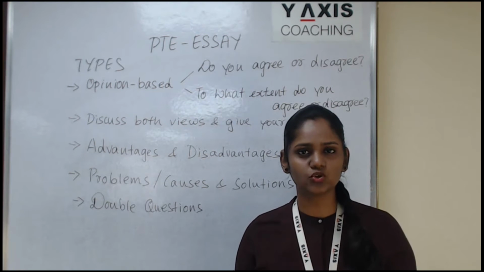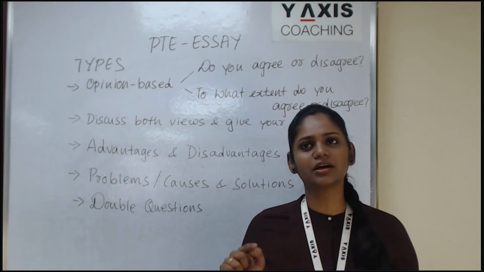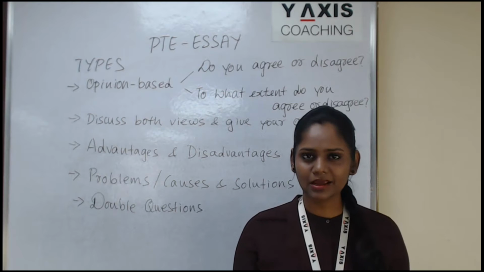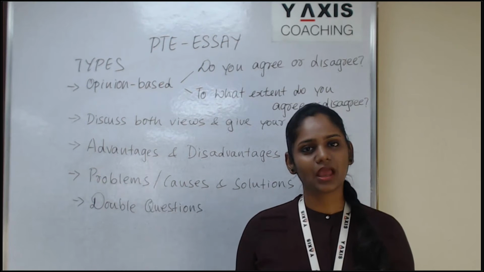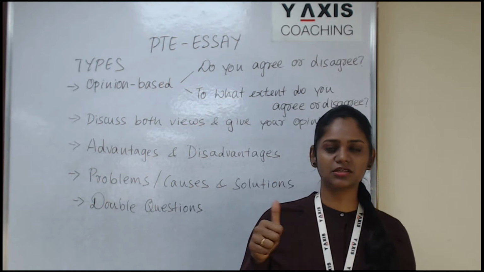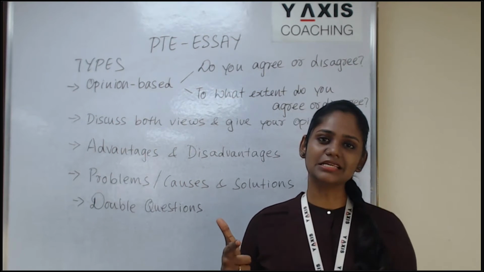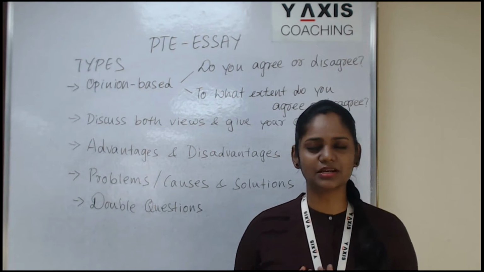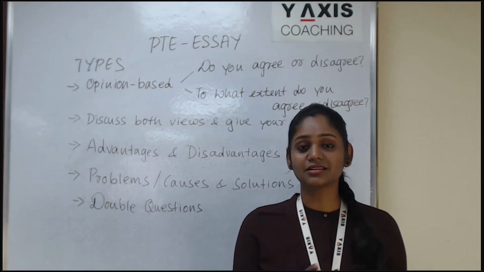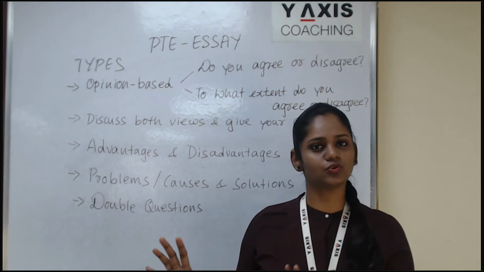So when it comes to opinion based, always look for the question statement, whether it is do you agree or disagree, where you have only two choices, to completely agree and to completely disagree. When it comes to what extent do you agree or disagree, you have three choices. One, completely agree. Two, completely disagree. And three, you can take a neutral stance. You can say that I agree with a viewpoint. At the same time, I disagree for some other reasons. Okay, so you are free to do that.